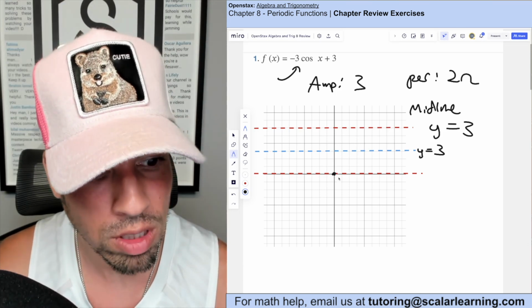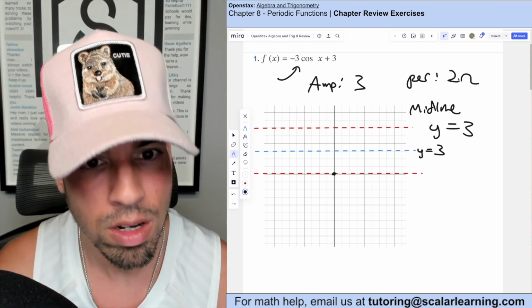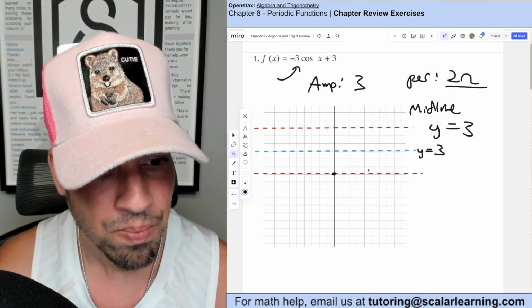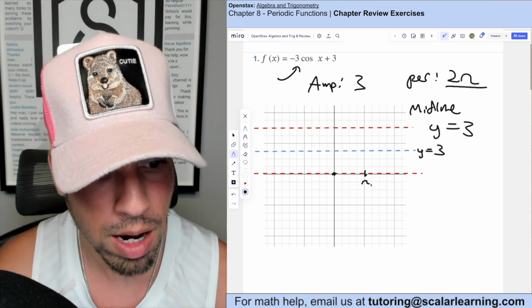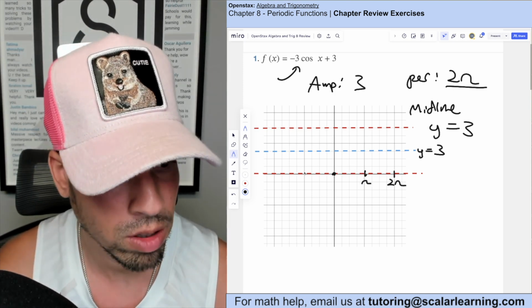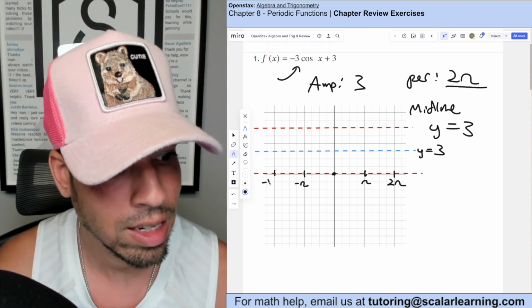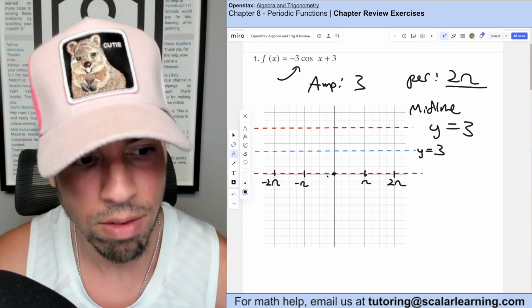And by the way, I left all this blank intentionally. It's really nice because once I know the period, then I can use that to make this work. So I'm going to make this pi, and I'm going to make this 2 pi. That's 1 period. I'm going to make this negative pi and negative 2 pi, and that's 2 periods that we can graph. And so now check it out.